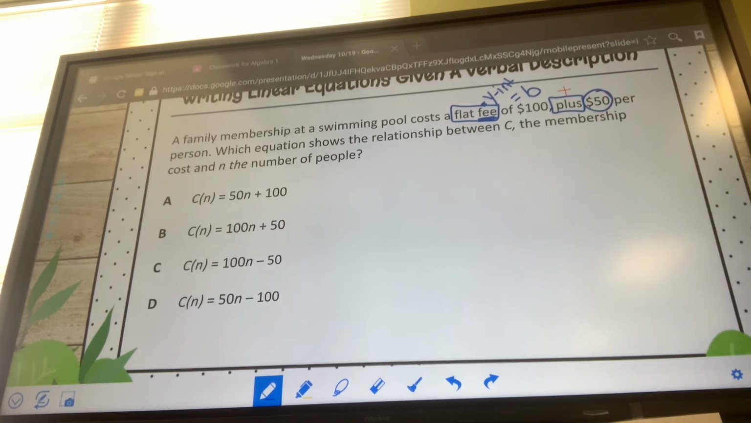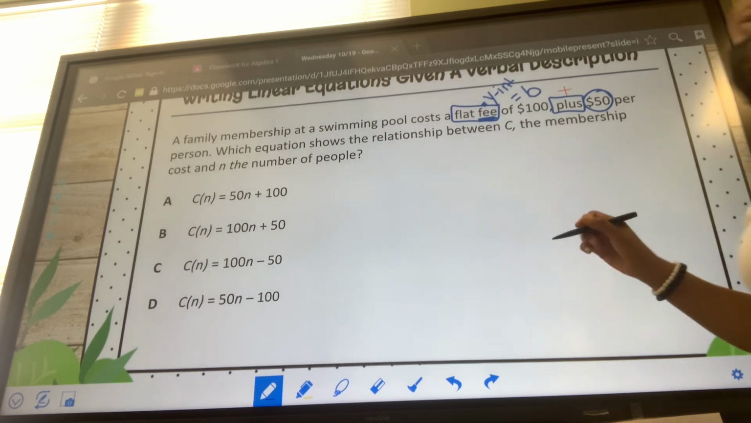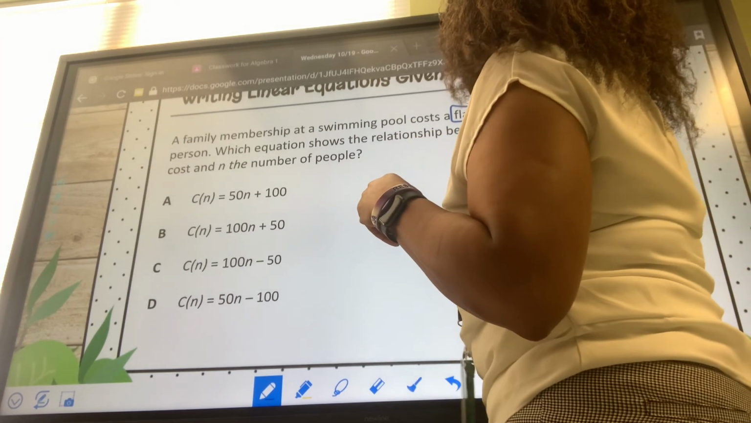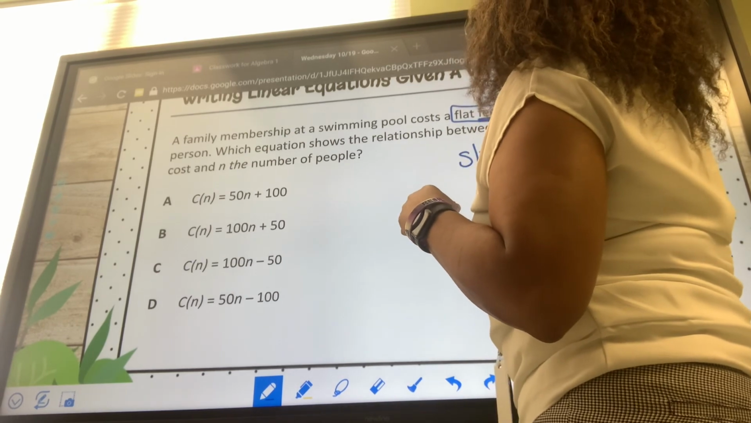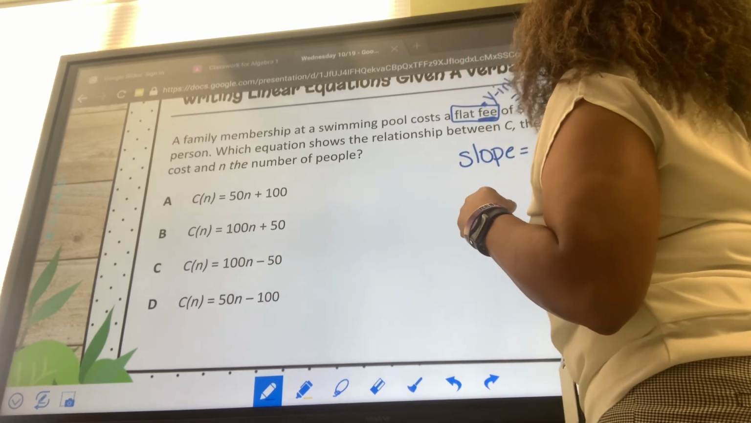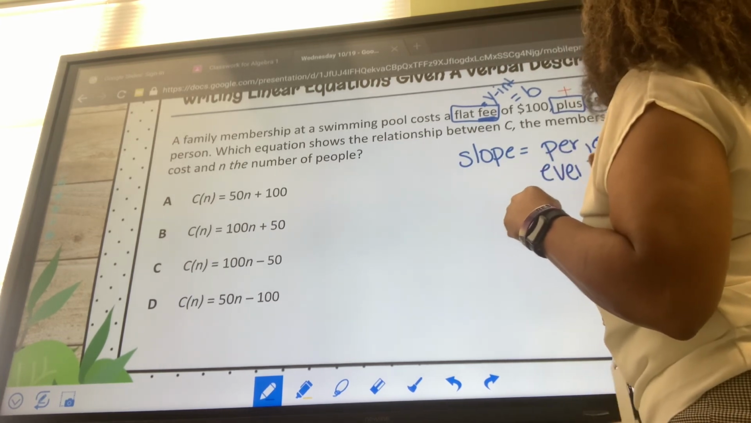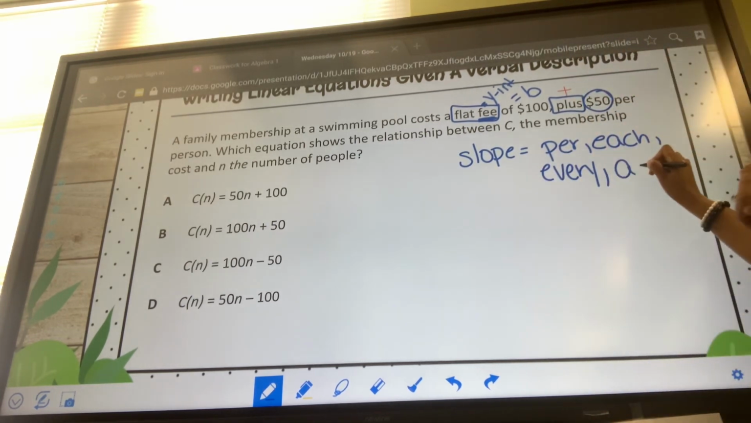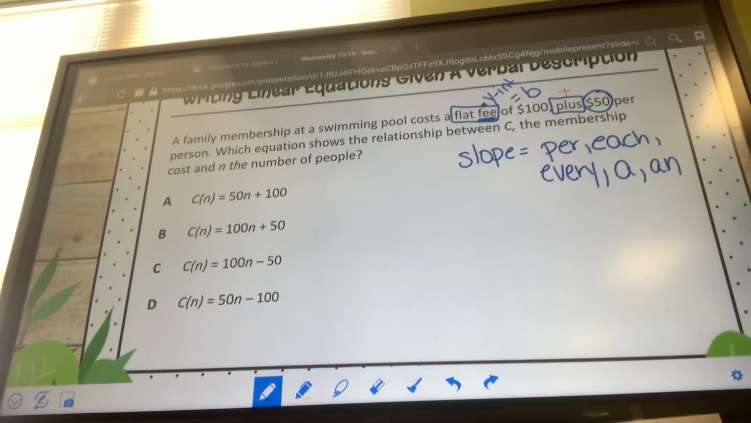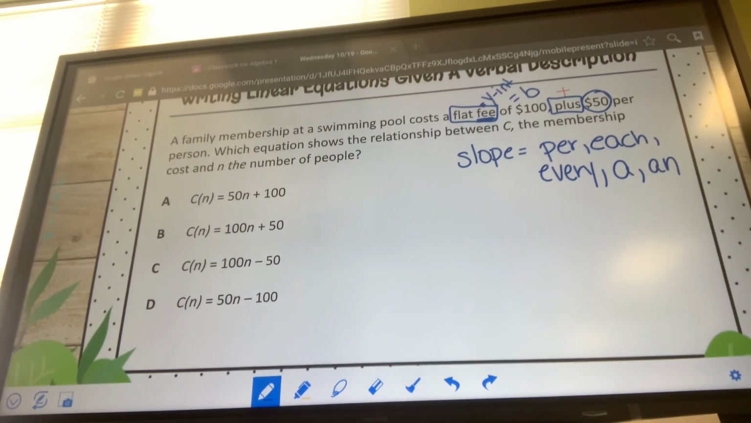You were also taught something that told you how we know the slope. Per. What are any other words? Any other words we can think of? Each. Per. Each. Every. Write these down. Also a and. All of those tell you the slope is coming, because it's a multiplication. So I see this right here, which tells me, oh, here comes my slope.